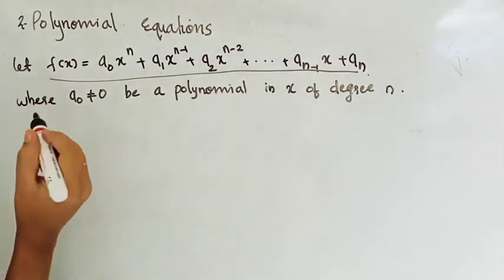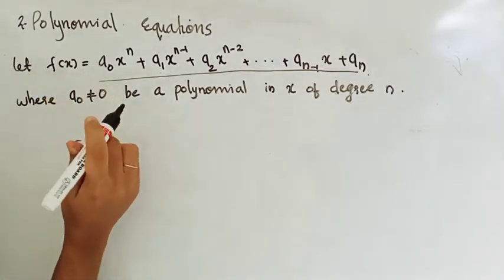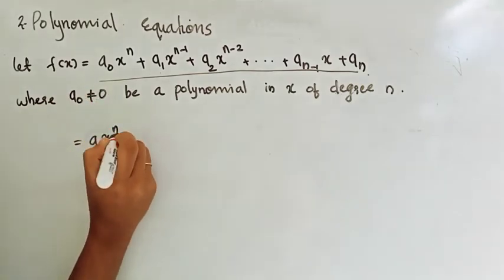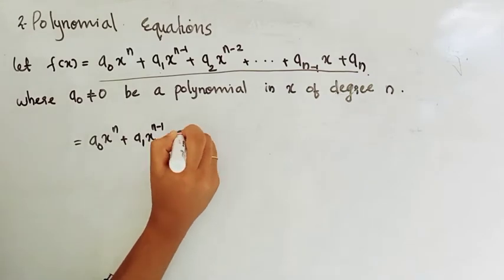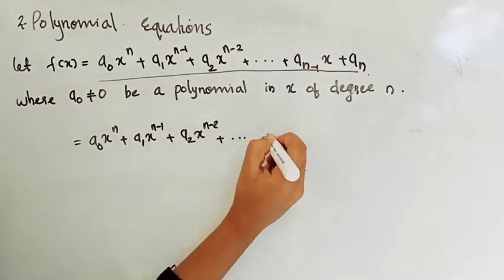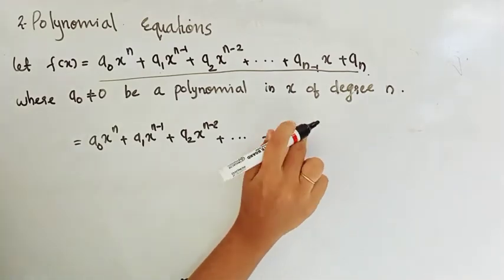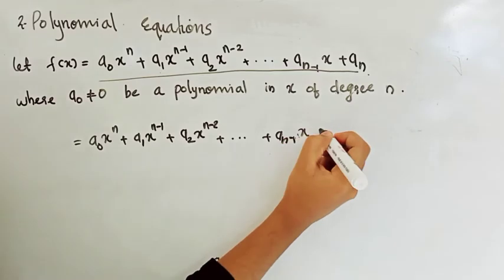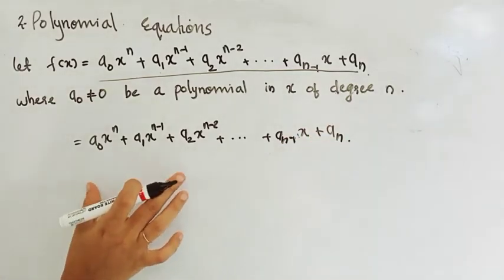Then a polynomial equation is a naught x raised to n plus a1 x raised to n minus 1 plus a2 x raised to n minus 2 plus etc. plus an minus 1 x plus an equal to 0. This is called a polynomial equation.